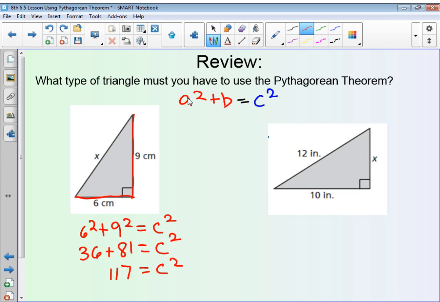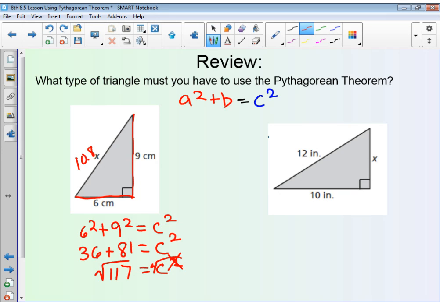Then to get that squared off of the c, because I just want to know what c is, I'm going to do the square root. So that cancels that out. So I need to do the square root of 117. One way that it may be listed is they might actually give the square root of 117. So the square root of 117 is 10.8.